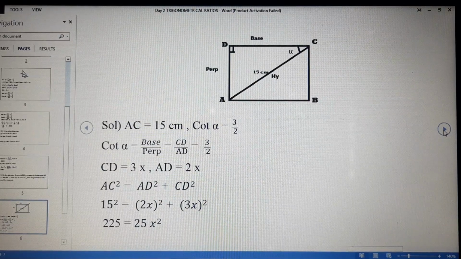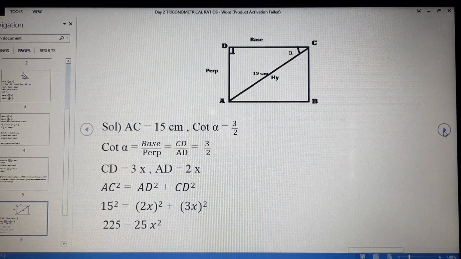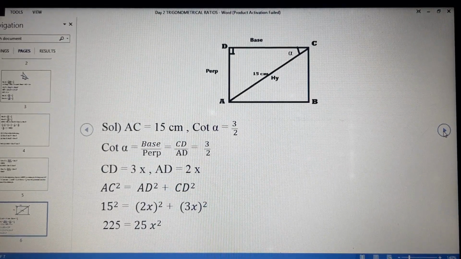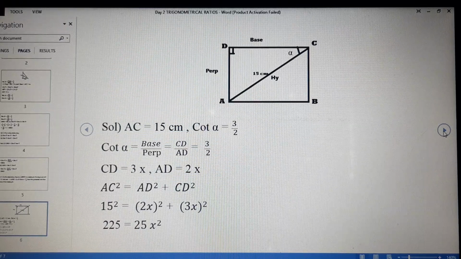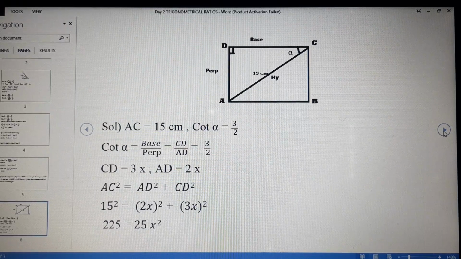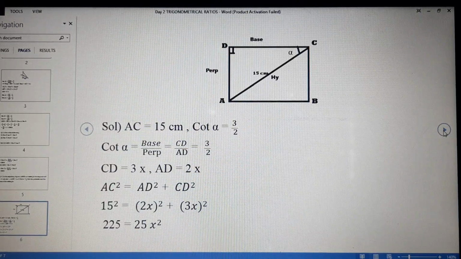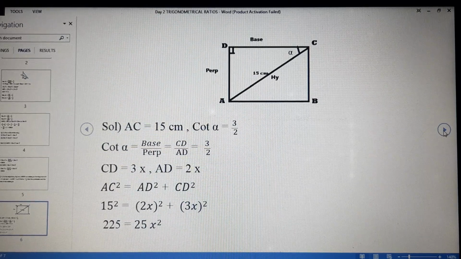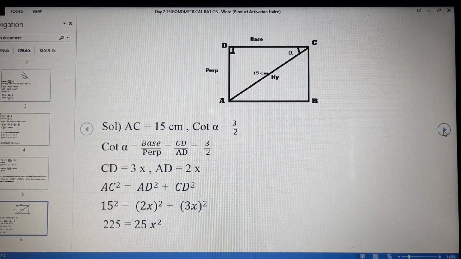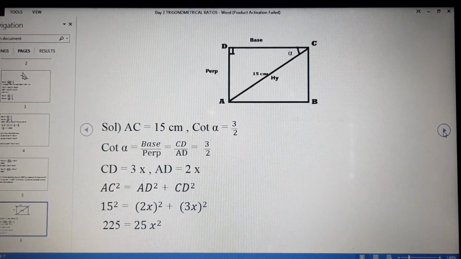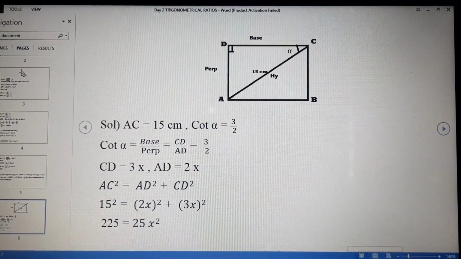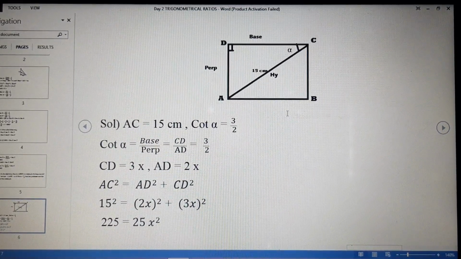See, this is a rectangle ABCD. A rectangle ABCD has been given in which one of the diagonals, AC, any diagonal, so I have taken AC, is 15 centimeter, it is given, and they have given angle ACD as alpha. Clear? Angle ACD is given as alpha.